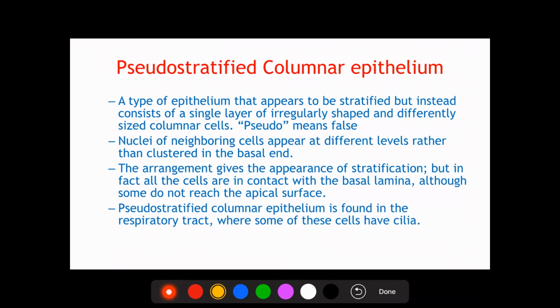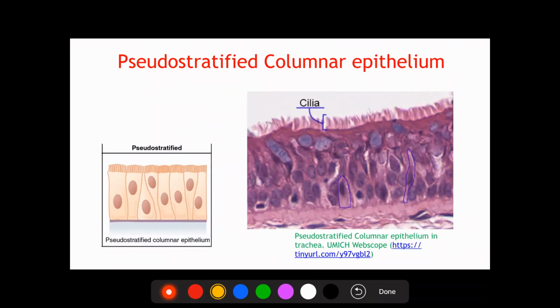Now, another example of epithelial cells is something called pseudo-stratified columnar epithelium. Now, if you are looking at these cells, you will think these are stratified cells, maybe columnar cells. But in reality, they are not stratified. They are just one layer of cells.